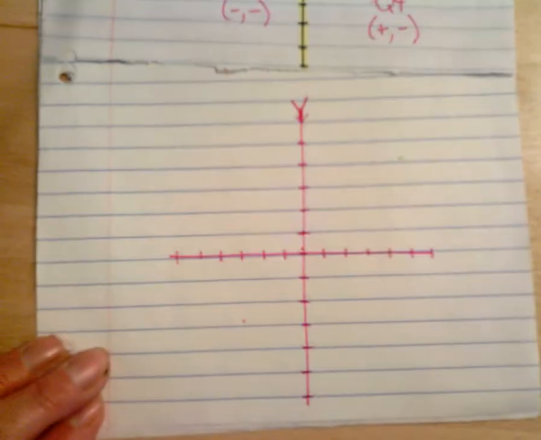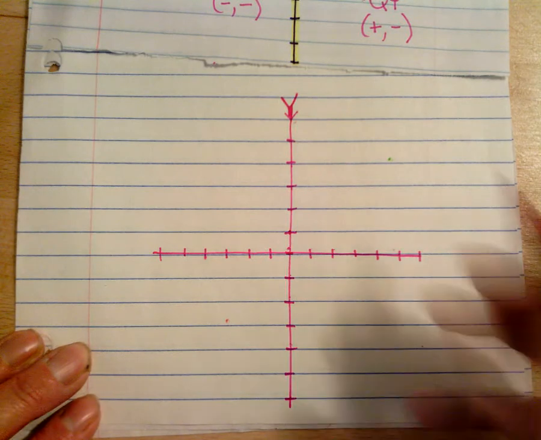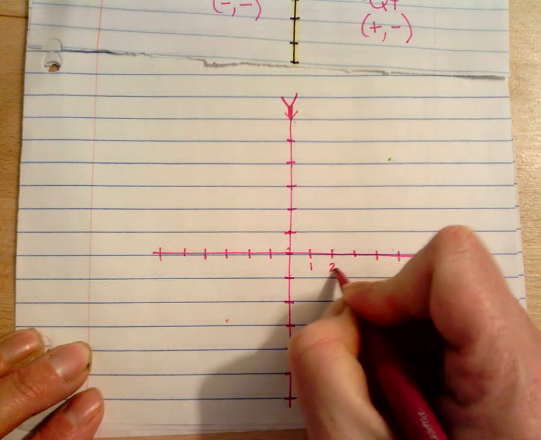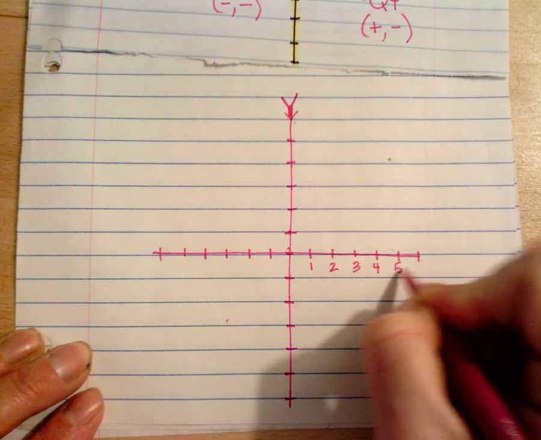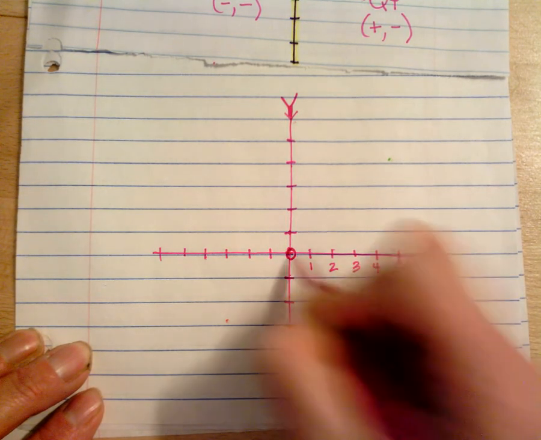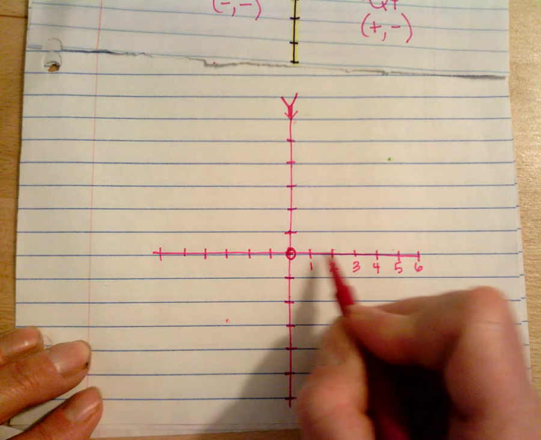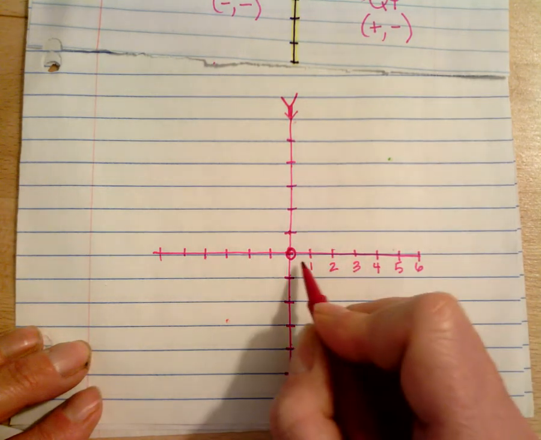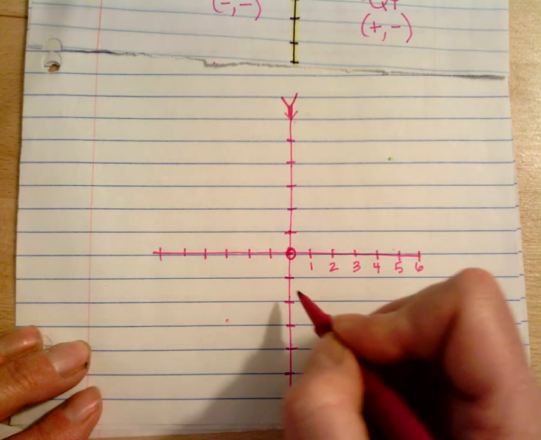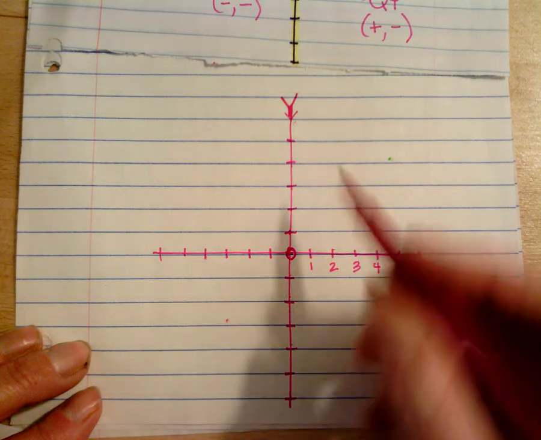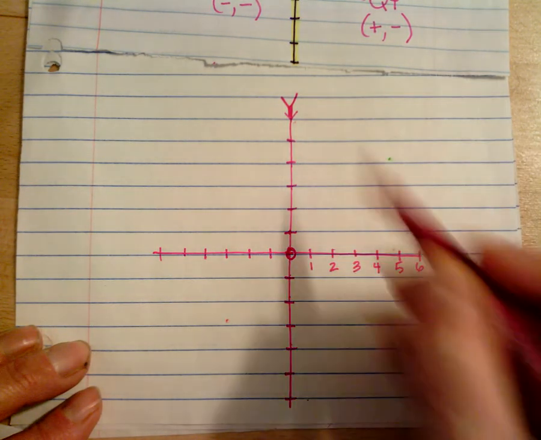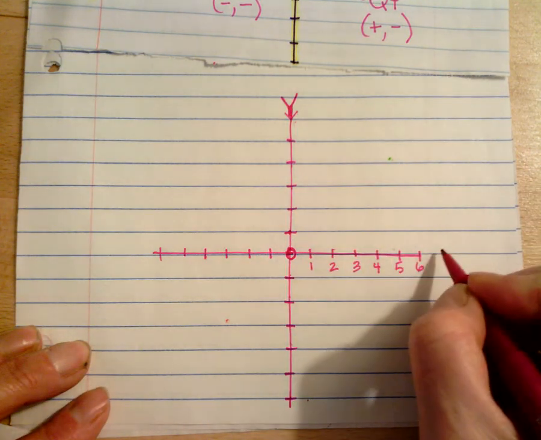I'm going to go ahead and number my positives first. 1, 2, 3, 4, 5, 6. Remember, this is our 0. And when we move to the right on a number line, it is positives. When we move to the left, it's negatives. We'll work on negatives second. And this is a horizontal number line, also known as the x-axis.